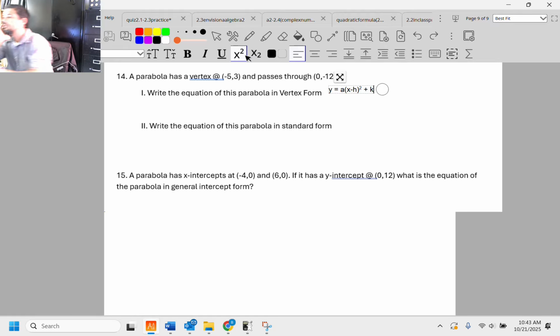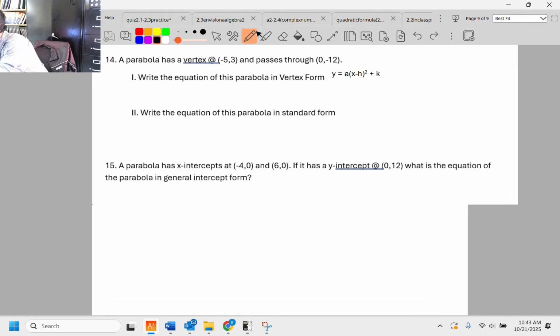Now, where do we get the letters h and k? Well, we get that from the vertex. So we can just plug those in. So we'd have y equals a times (x, take away a -5). That's going to make that a positive, right? Quantity squared, a lot of kids forget the square, and then plus k, which is 3.